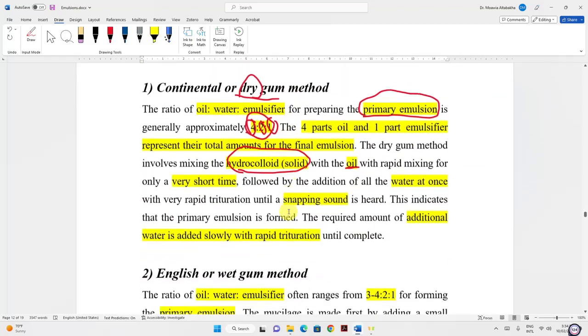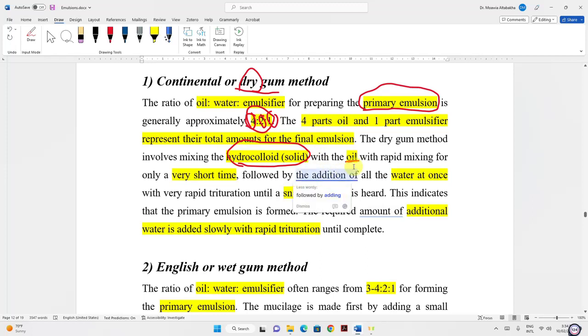Okay. طيب, because it's mixed first with oil, not with water. If it is with water, then it's the wet gum method. So first it's mixed with oil, but of course it doesn't like oil. That's why you should not mix it for a long time. It should be rapid and short time. Then you add all the water.